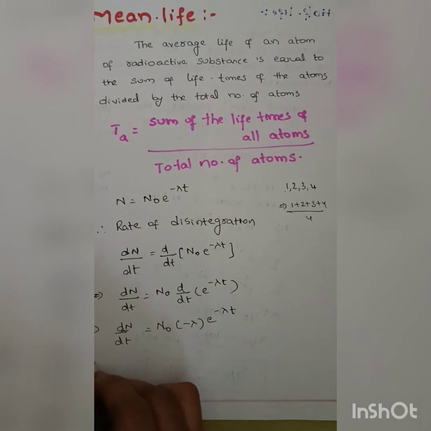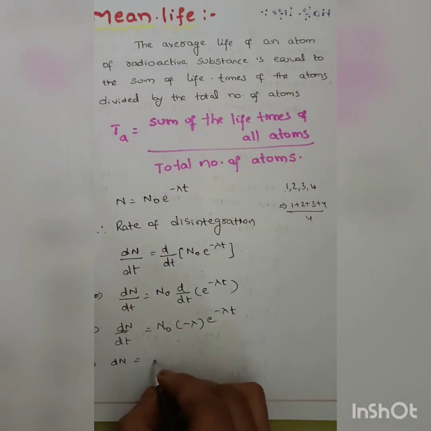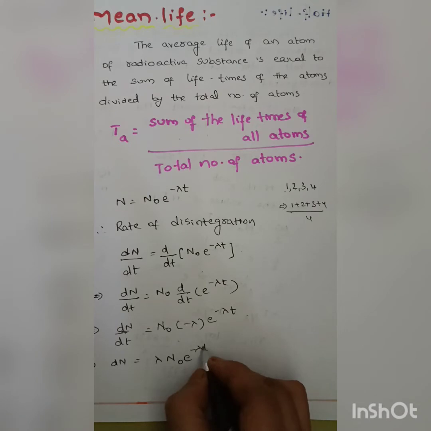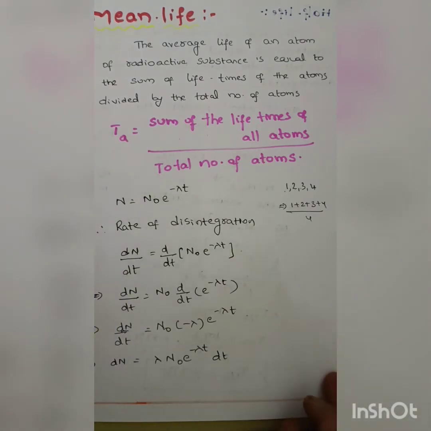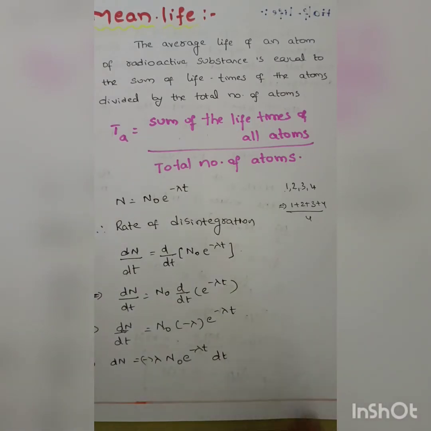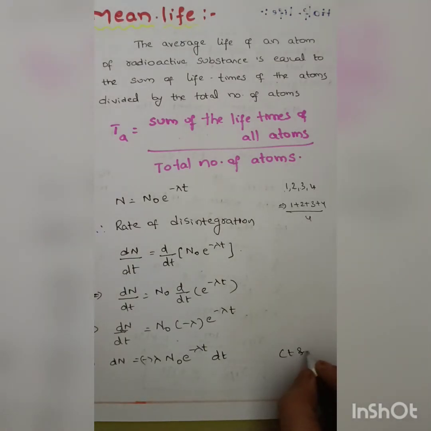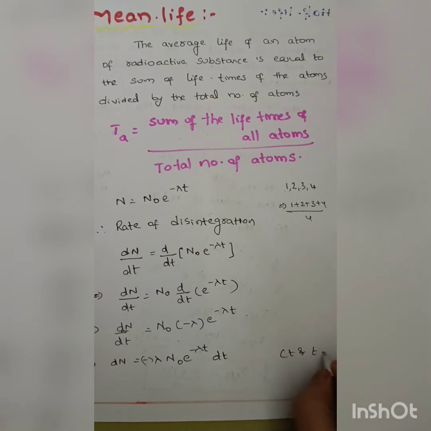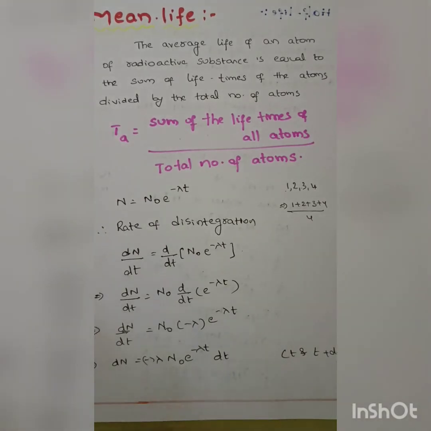Therefore, we can write dN equal to lambda N naught e power minus lambda t dt. Numerically, that's why we are not taking the minus here; numerically we can take this as a plus. So this gives the number of atoms disintegrated between time t and t plus dt.